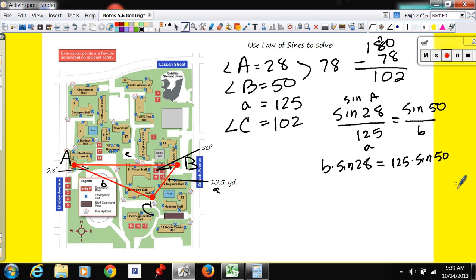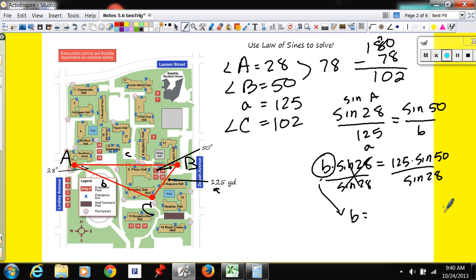Now how do I get b by itself? Just divide by the sine of 28 on both sides. Okay, so your b is now by itself. Now this is just what you're going to put in your calculator.